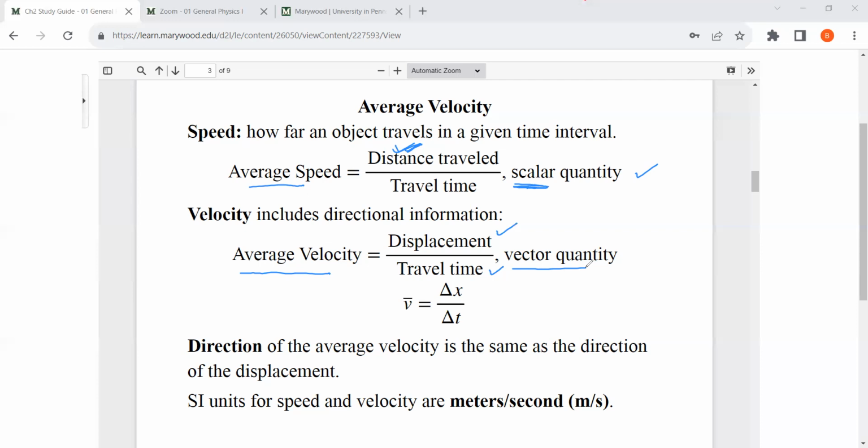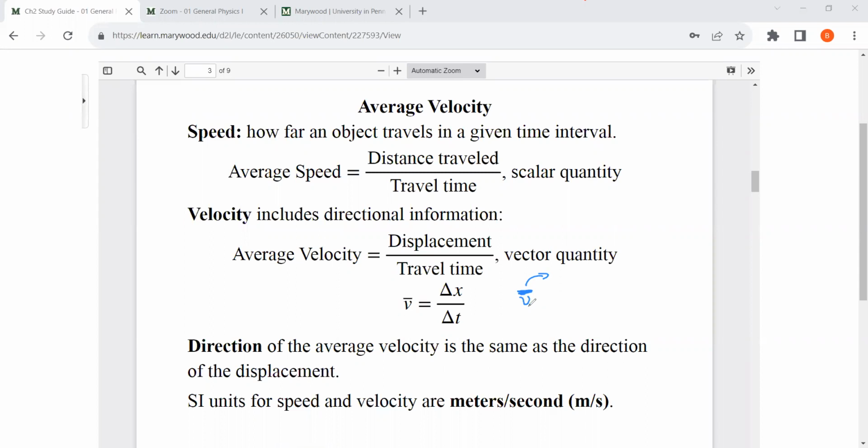Okay, so because we need displacement for velocity, it is a vector quantity. Remember that average speed and average velocity are two different quantities. Mathematically, average velocity is written using this equation: v bar. The bar means average.